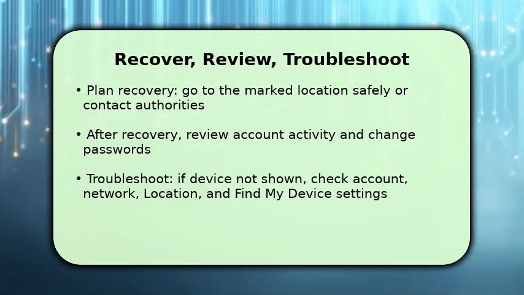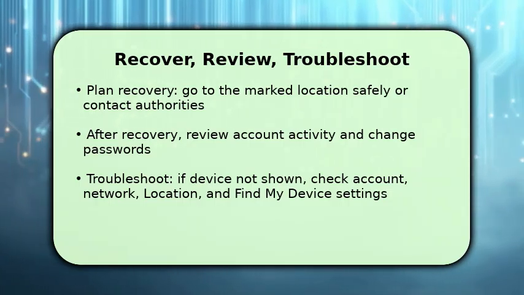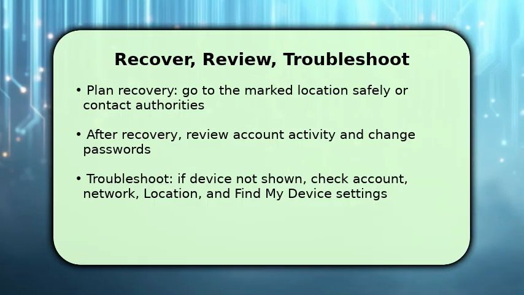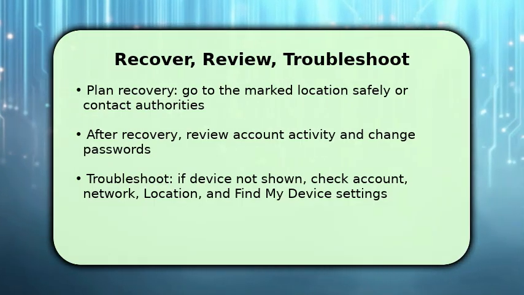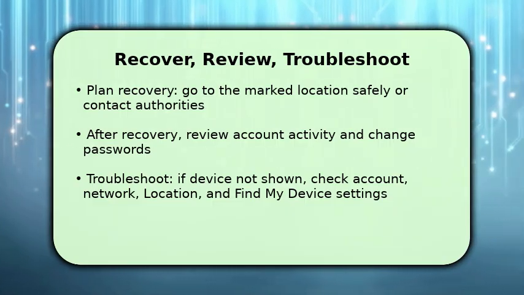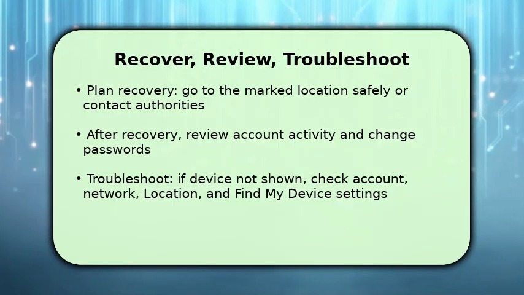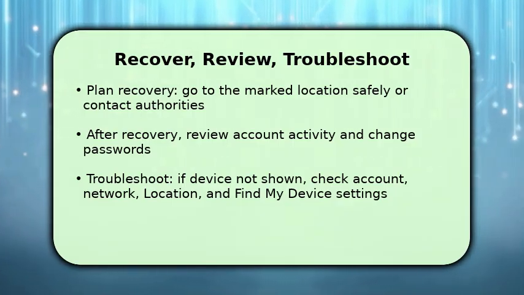After you regain the device, sign into your Google account and review recent activity, change passwords, and remove any unfamiliar devices. If the device never appeared, double-check that you used the correct Google account, that location and Find My Device are enabled, and that the phone has network access. Toggling location off and on often forces an update.